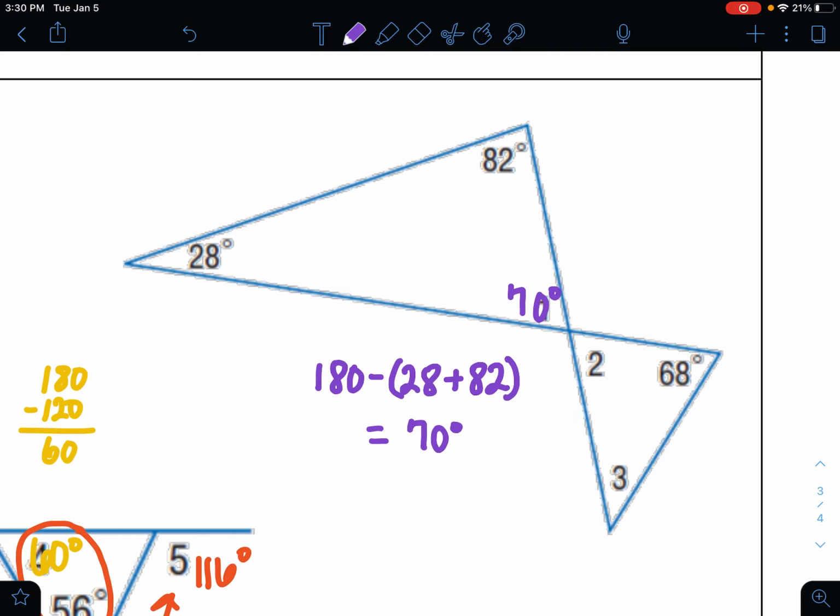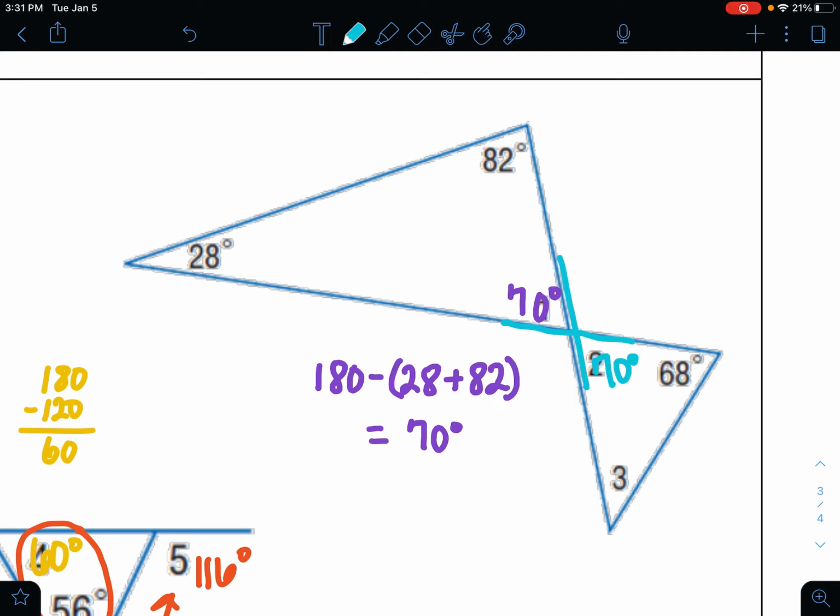Okay, and then we're going to do that. I see that these are vertical angles. So angle 2, use a different color. So angle 2 is also 70 degrees. Okay, since they're vertical, they are equal.